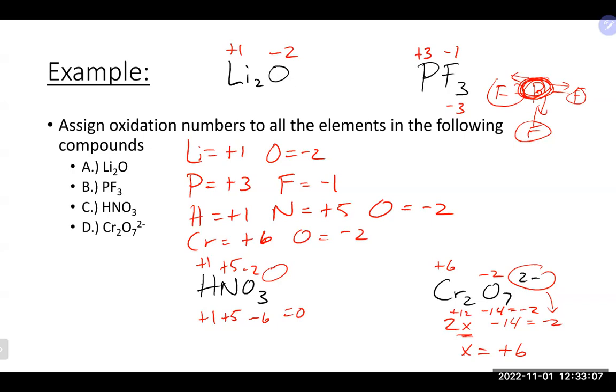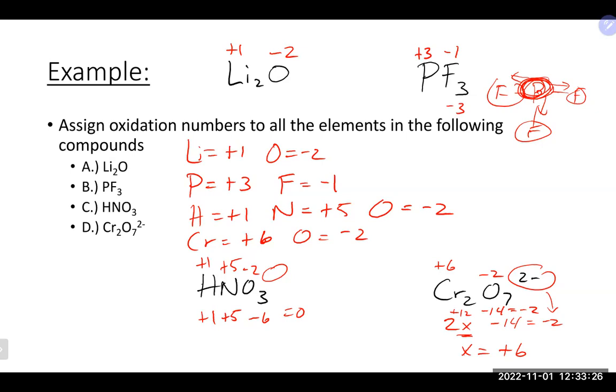It's really important to be able to assign oxidation states because it's going to help you balance things and figure out what's being oxidized and what is being reduced. Any questions on that?